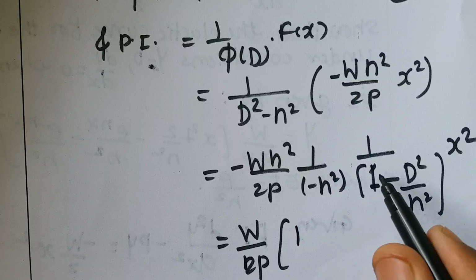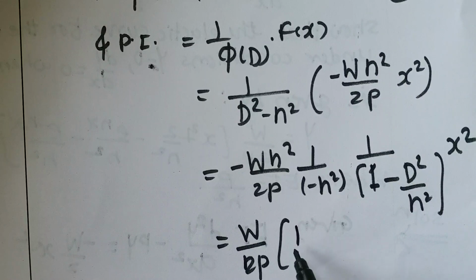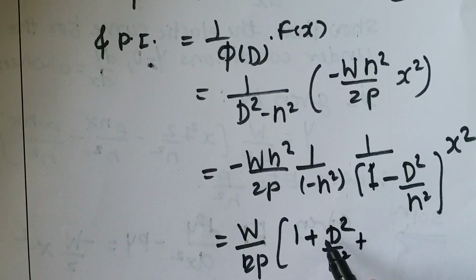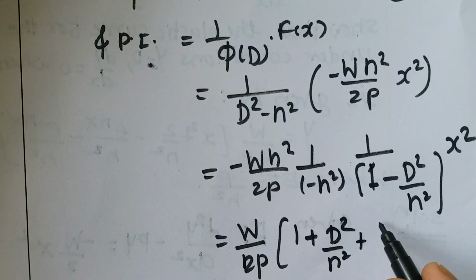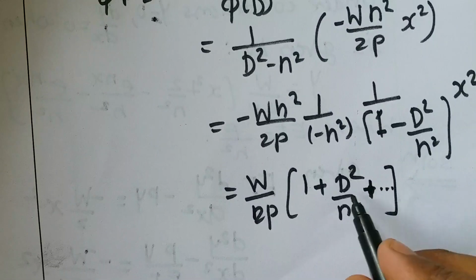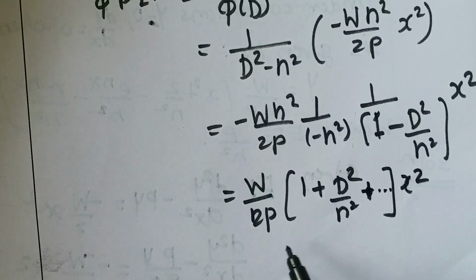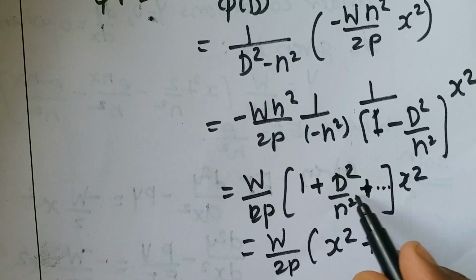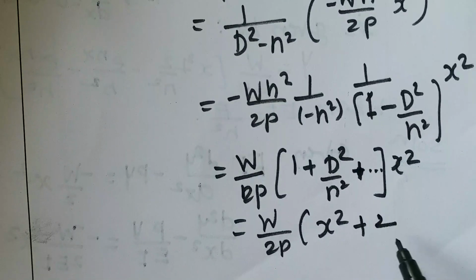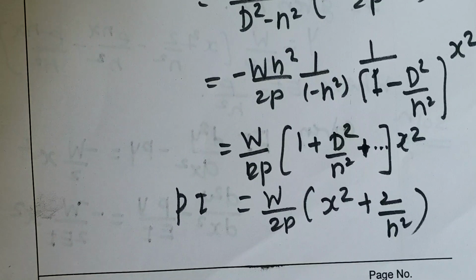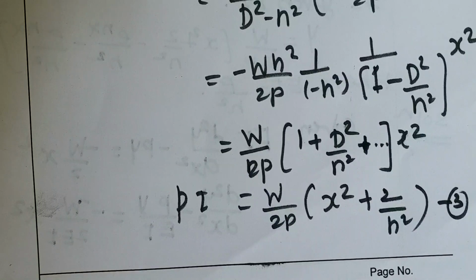The formula of 1 upon 1 minus X is 1 plus X plus X square and so on. X means this term, which is D square by n square. The next term is plus the square of this. If you square this term, we'll get D raised to 4. But such terms we don't have to consider. So I will terminate my expansion over here itself, outside the bracket x square. After multiplying by x square, 1 into x square will give x square, D square x square, the double derivative of x square, that is 2, divided by n square. So this will be the value of the particular integral, w by 2p x square plus 2 by n square. I will give this equation number 3.